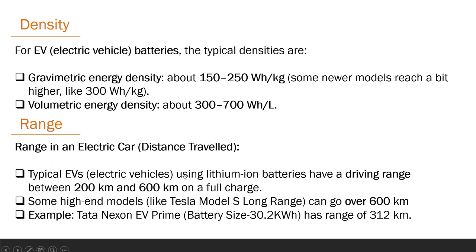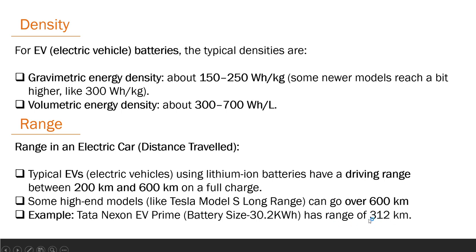Typically, EVs using lithium-ion batteries have a driving range of 200 km to 600 km on a full charge. But some high-end models like the Tesla Model S Long Range can go over 600 km. We talk about an Indian EV, the Tata Nexon EV Prime. Its battery size is about 30.2 kilowatt-hour, and in a single charge it can run about 312 kilometers.